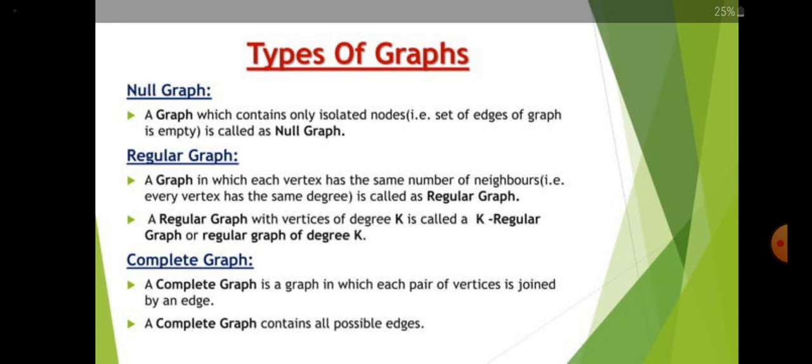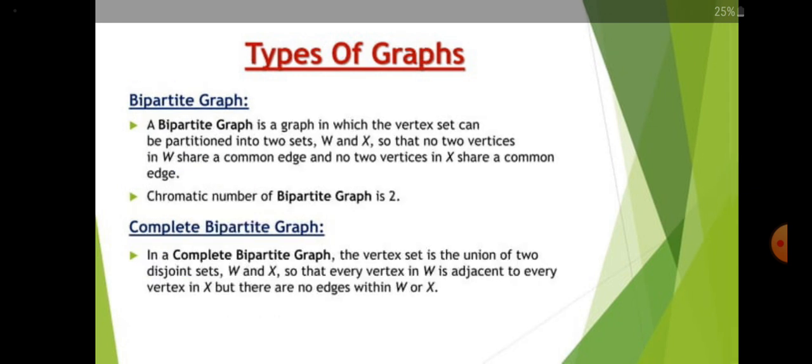Now the third is the complete graph. A complete graph is a graph in which each pair of vertices is joined by an edge. A complete graph contains all the possible edges.